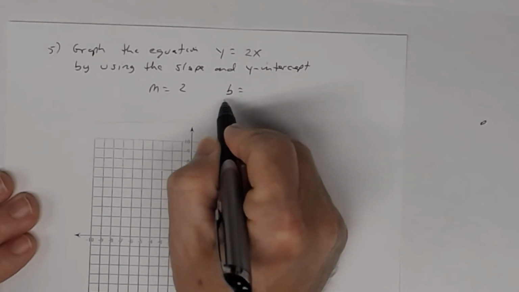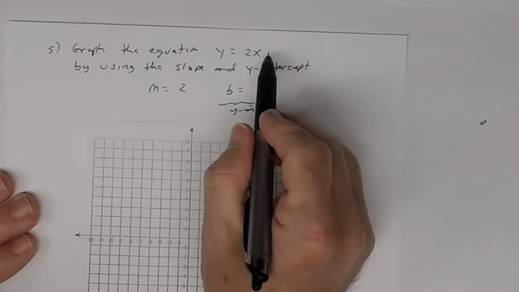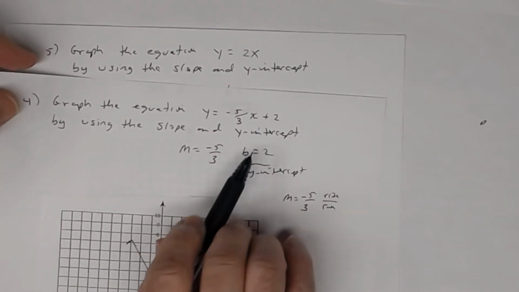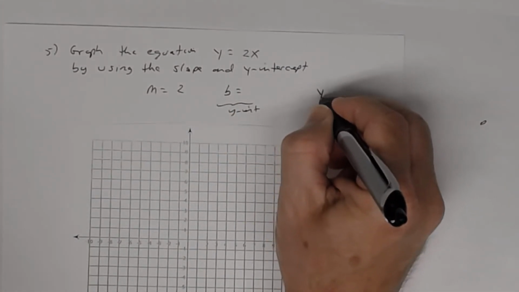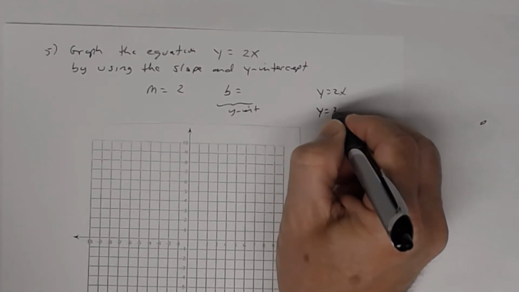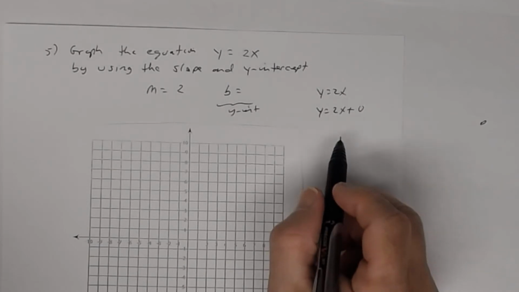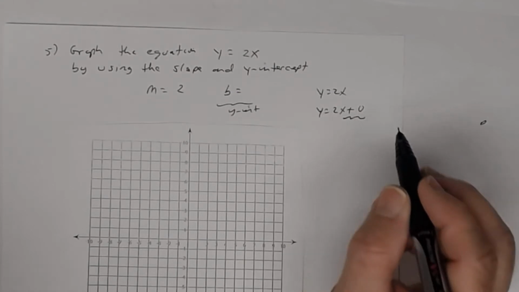The y-intercept, remember the y-intercept, you don't see a constant there. See here you saw a constant. That constant was 2, so that was your y-intercept. Here I don't see anything, right? But I want you to remember this. I want you to remember that y equals 2x means the same thing as y equals 2x plus 0, doesn't it? 2x plus 0 is 2x. So your y-intercept is 0.